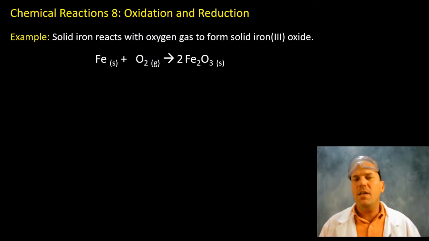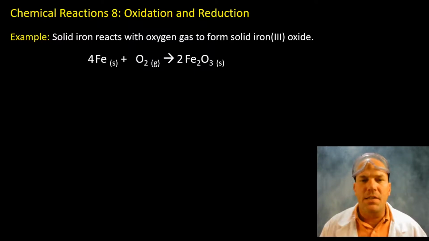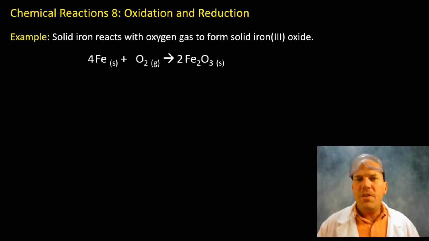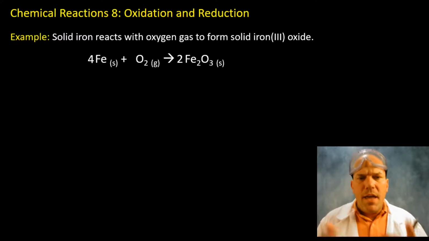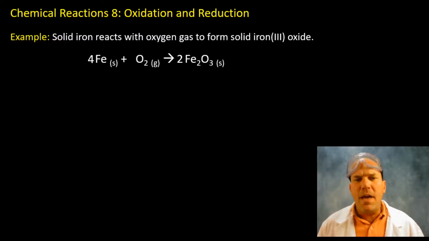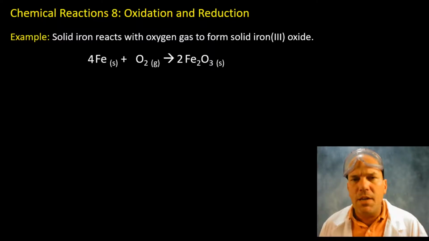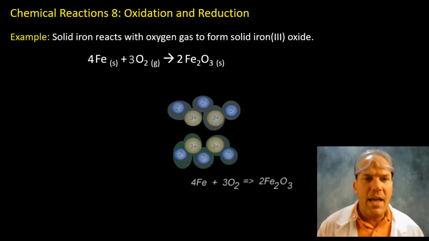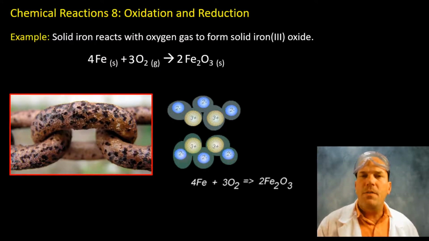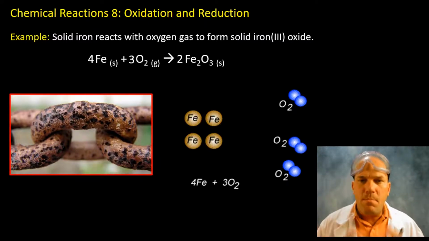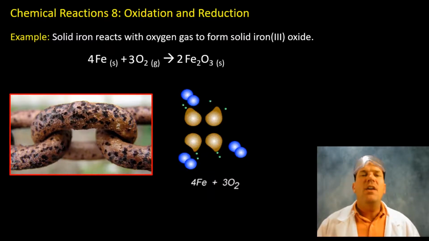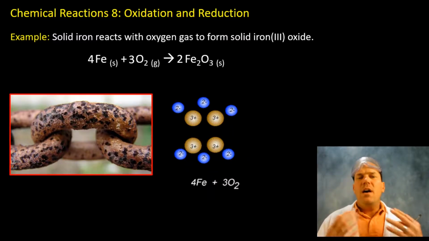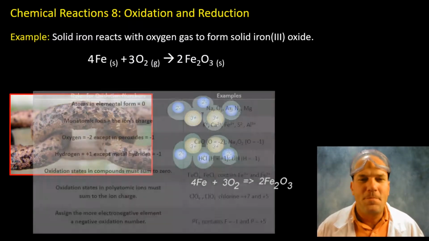Let's go ahead and balance this by placing a coefficient of 4 in front of the iron and a coefficient of 2 in front of the solid iron(III) oxide. And you can see now, because of that, we have 6 oxygen on the right side. So we need to now place a 3 in front of the diatomic oxygen, and we have a balanced chemical reaction. Here you can see a schematic showing the formation of the iron(III) oxide.